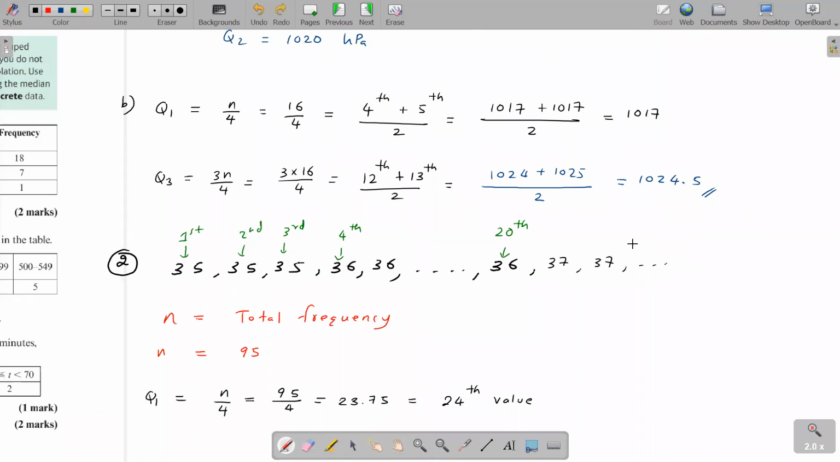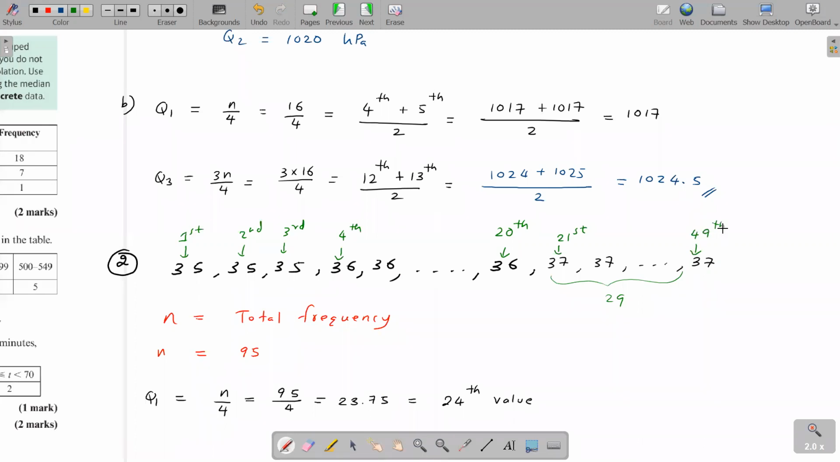Okay, we have 37 repeating 29 times. So the 37 where we start is the 21st term. And since this is repeating 29 times, all you have to do is add this 29 to these 20 terms. There are 20 terms behind here and you are adding 29 more terms, which means the place where you end 37 should be the 49th term.